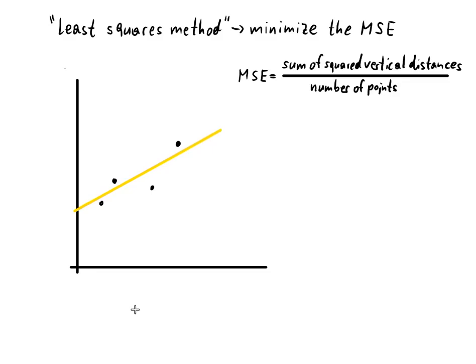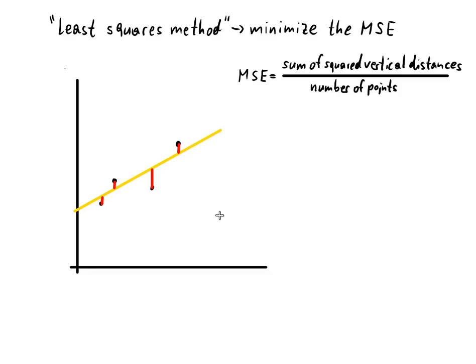This could be the best fitting line here, and the vertical distances between the points and the line are visible, for instance, from this point vertically to the line. Sorry, I'm just switching colors. Vertically to the line, vertical distance to the line, vertical distance to the line, and the same here. So the MSE, you take each of these distances, square them, add up these squares, and then divide by the number of points. So in this case, divide by 4.